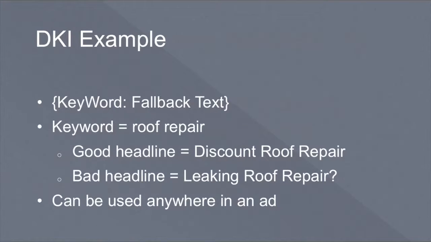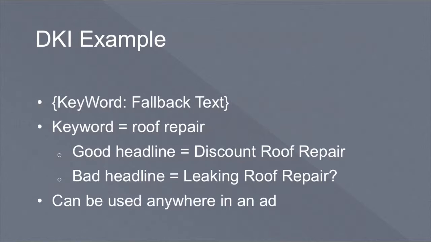So here's how it looks when we actually write an ad. We do it this way. We put in curly brackets Keyword. Notice that the W is capital as well as the K. That's because when that ad appears in the text, the fallback text is capitalized as well. If we just wanted to capitalize the first word of the keyword, we wouldn't capitalize the W in word. So for example here, if the keyword is roof repair, a good headline might be discount roof repair, where roof repair is the keyword that's been placed dynamically.